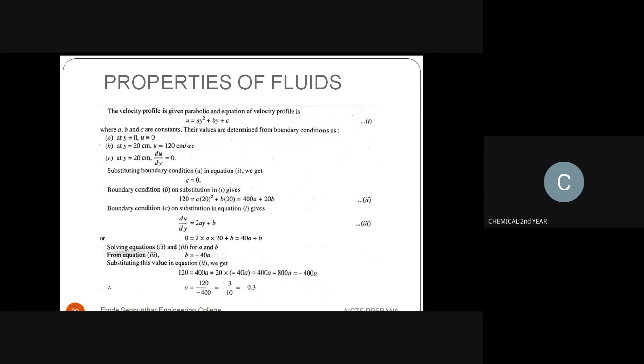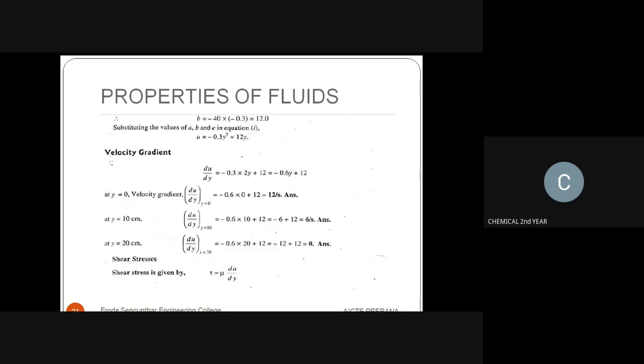You can substitute the value of b in equation 2 and find the value of constant a. So 120 is equal to 400a plus 20b, with b equal to minus 40a. So 120 is equal to 400a plus 20 into minus 40a. If you substitute 20 into minus 40, you get minus 800. So 120 is equal to 400a minus 800a, which is minus 400a. So a is equal to 120 divided by minus 400, which gives minus 0.3. Now you have estimated the values of constants a, b, and c. Now you can substitute the value of a.